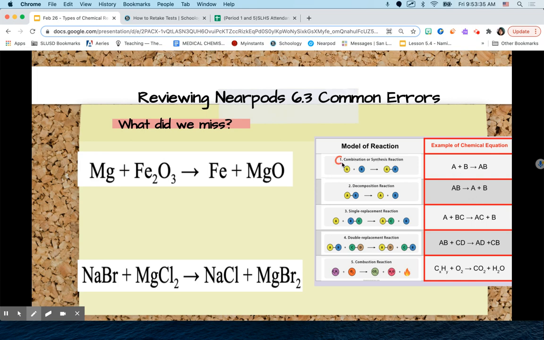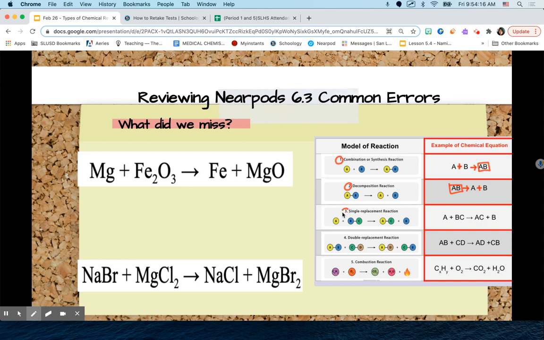So in a combination or synthesis reaction, or in a decomposition reaction, I'm going to mark in red the general structure that I'm noticing. Mainly in a combination or synthesis reaction, I'm looking for a plus sign before the arrow, and then after the arrow, I'm only seeing one molecule or one thing. For a decomposition reaction, I'm noticing just one molecule before the arrow, and then after the arrow, there's a plus sign involved.